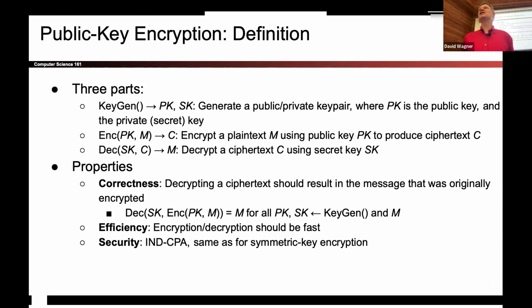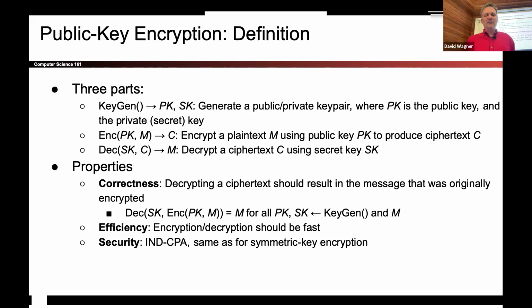The first is we need a way to generate a key pair, a matching pair of public key and private key. And then we're going to need a way to encrypt a message with the public key, and a way to decrypt a ciphertext using a private key. So I'm going to write PK for public key and SK for private key. Public and private start with the same letter, so I use S for secret.